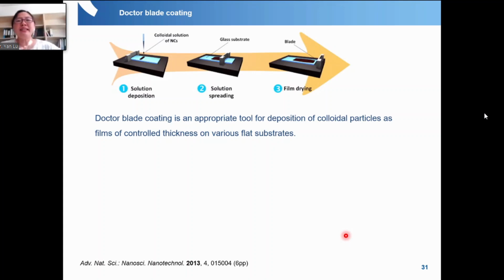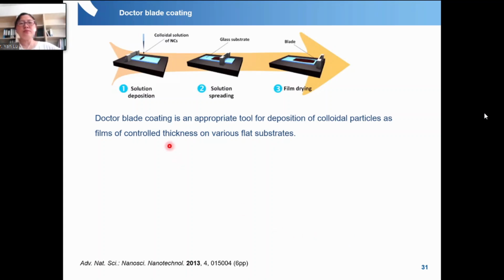And doctor blading, this is also one of the favorite tools to deposit colloidal particles. And this is also used for industry. It is often used by industry to form a kind of film, and they can really control the thickness of the film on different flat substrates.